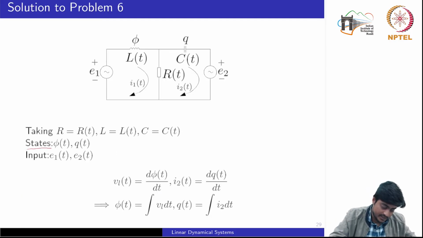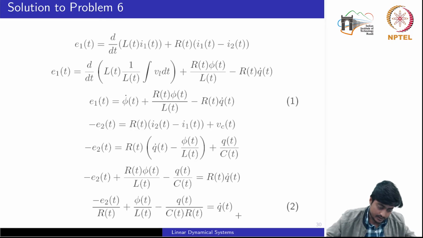So here we have chosen these states: the flux through the inductor and the charge across the capacitor. The inputs are already pre-specified as E1 and E2. So these relations we basically know from our +2 physics. So again, writing the loop equation for both the loops, you can go through a more detailed simplification of those two loops in terms of phi and the charge.